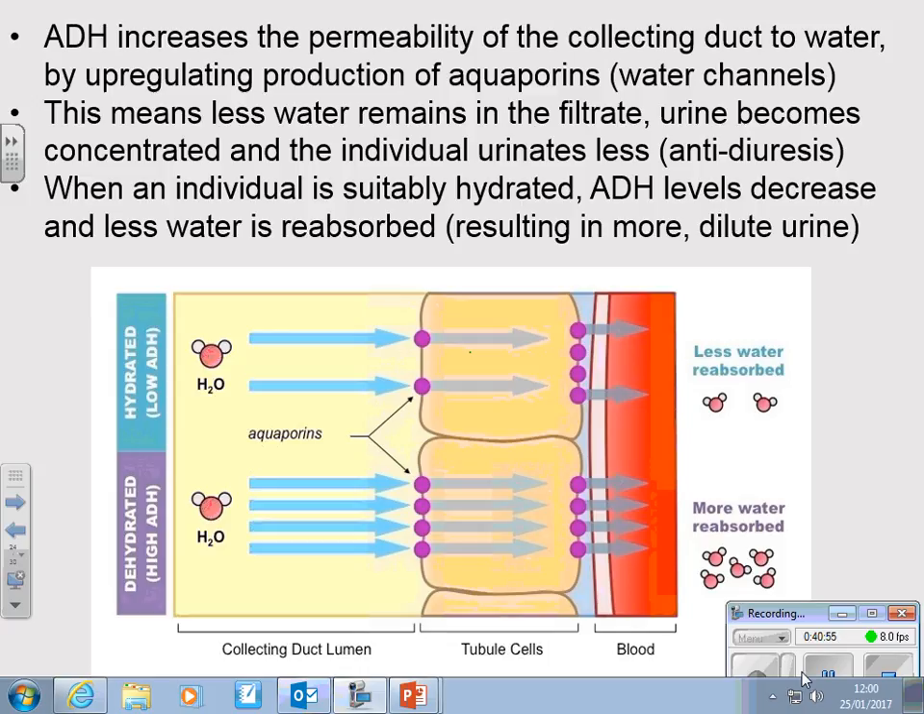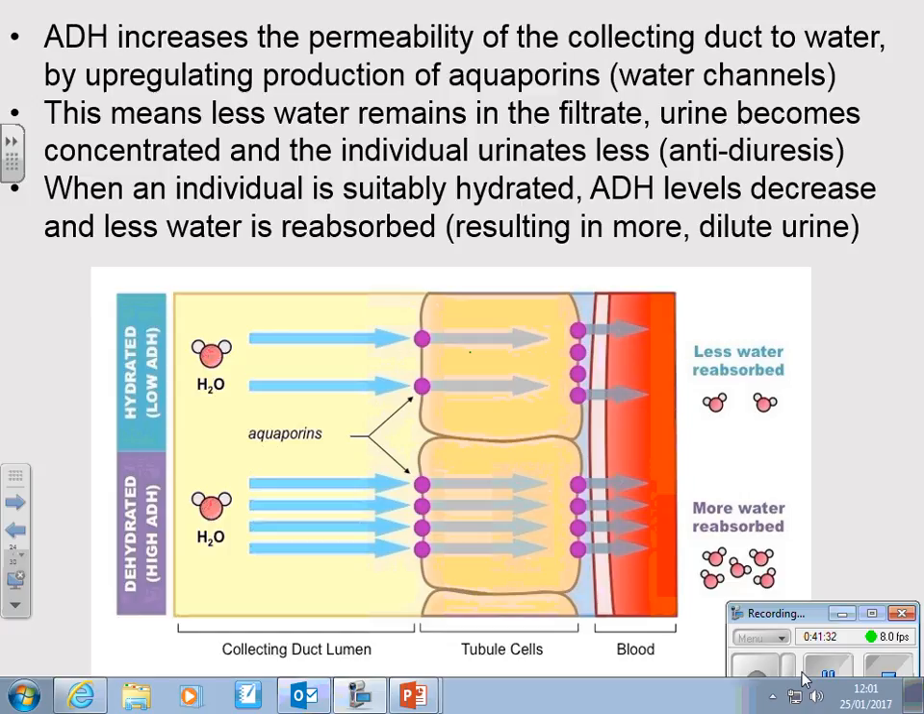So you can actually get more water going which way? I've forgotten now. Passing from the filtrate back into the blood. All right, so it's water coming out of the urine, isn't it? If we want the anti-diuretic effect, we don't want to lose the water. So the increased number of aquaporins means less water remains in the filtrate. The urine becomes more concentrated. The individual urinates less. That's what we call antidiuresis. And the water that's come out of that filtrate can then be taken back into the blood.